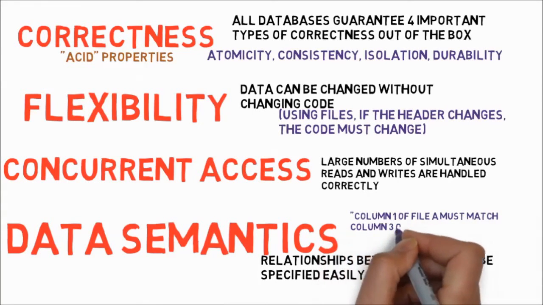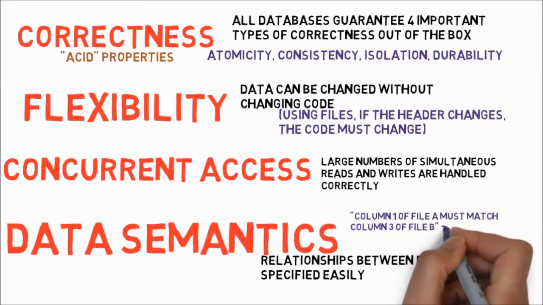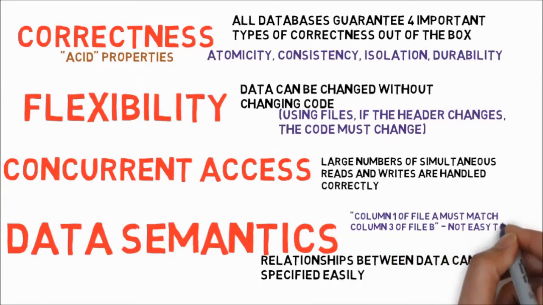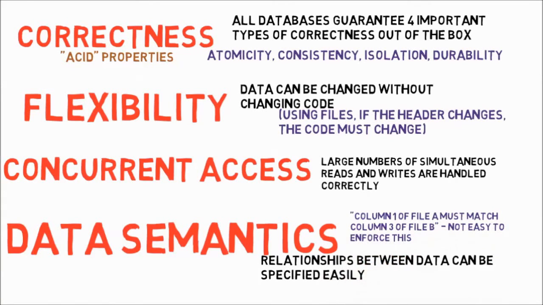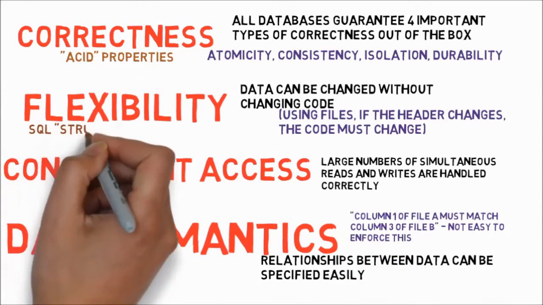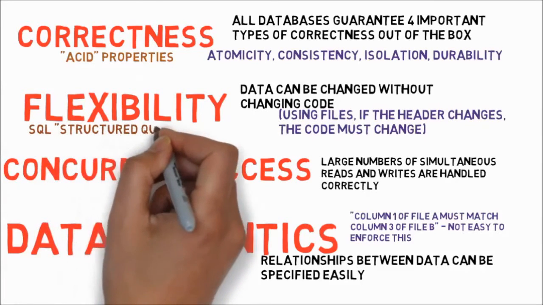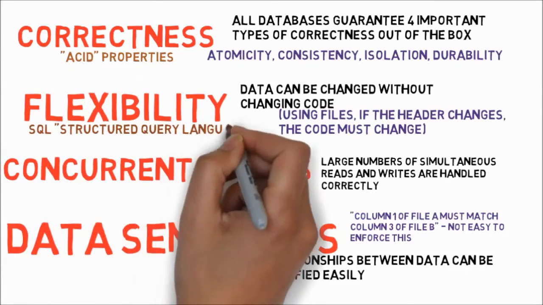The other thing, which was not even possible with files and comes into play with databases, is enabling data semantics. That is, relationships between data could be specified easily and they could be enforced as well. Whereas in files, if you had to say column 1 of file A must match column 3 of file B, it's really not easy to enforce this.